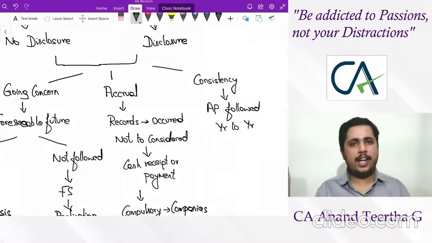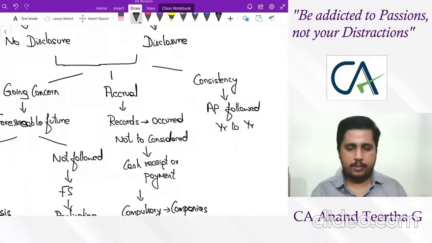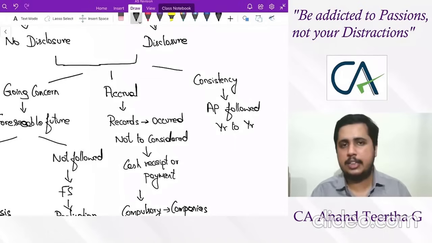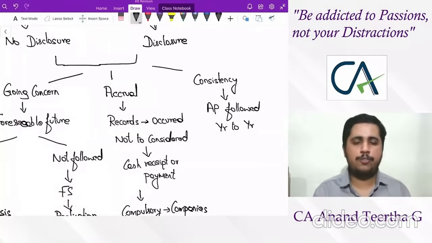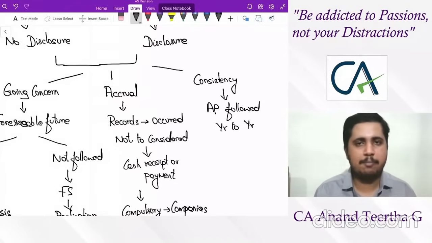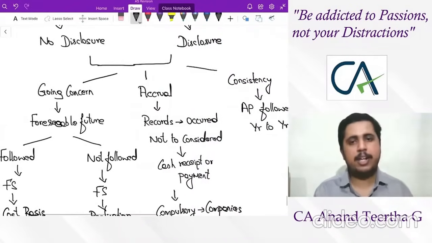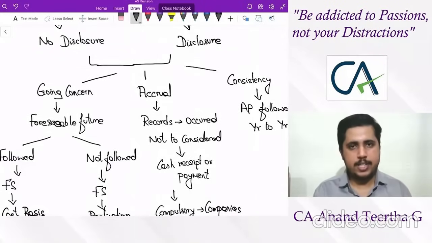So whenever I need, however I need, I can't change a policy. Policy could be changed only under certain circumstances. So therefore they said whatever policy is adopted right now, try to follow it consistently from year to year, to help, one, to follow all the records properly, two, for comparison purpose. It becomes easy for any user to go with that mindset. So these are the fundamental accounting assumptions we have: going concern, accrual, consistency.